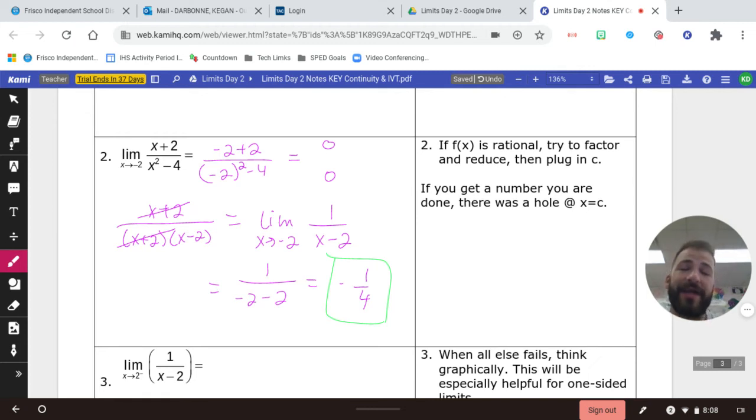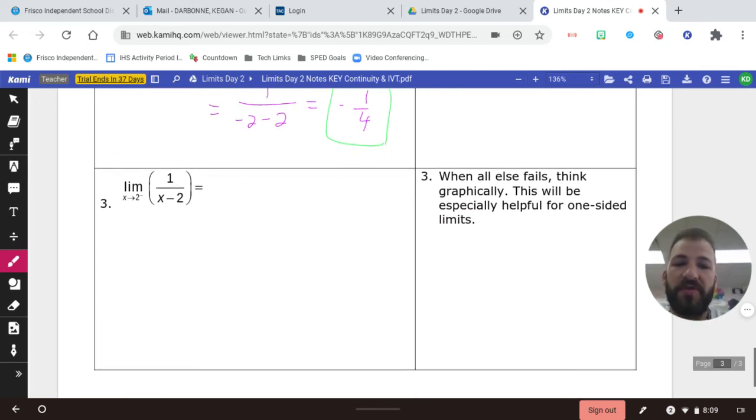Later on, like at the end of chapter 3, which is towards the end of this year, we're going to learn another way to do this type of question that's going to be super quick and easy. But we can't do that until we learn something else. So don't worry about it for right now. But for right now, plug in the number. If you get something that doesn't work, like a 0 over 0 or divide by 0, then factor, cancel if you can, that sort of deal.